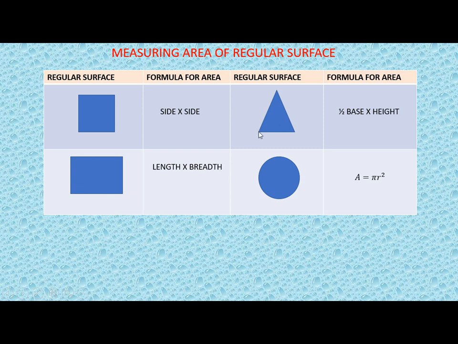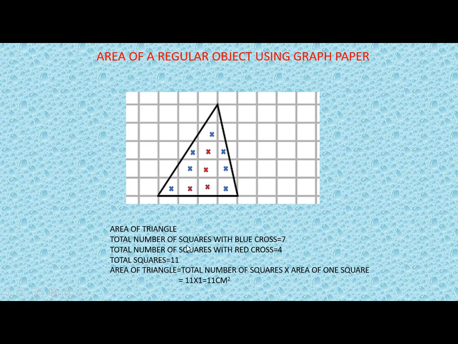Then we have how to find the area of a triangle. Its formula is half base into height. This is your base, and when we draw the perpendicular, we get the height of this triangle. And then what is the area of a circle? The area of a circle is pi r square. So these are some regular surfaces whose formulas we should know to find the area.